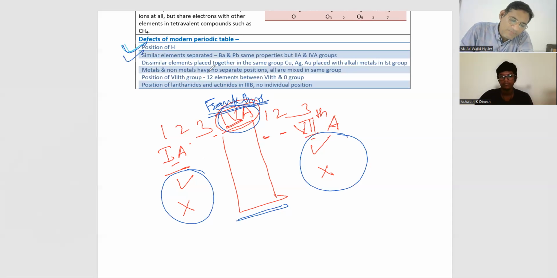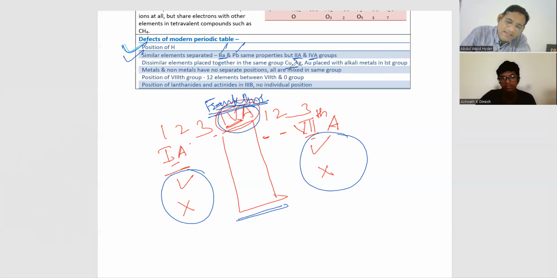in the modern periodic table, barium is in 2A and lead is in 4A. Barium is there in 2A and lead is there in 4A. Both are having the same properties, but their position is different. So why are their positions different but their properties are same? If properties are same, they should be placed together. But there was no answer for this question. Yes, sir. Dissimilar elements placed together.